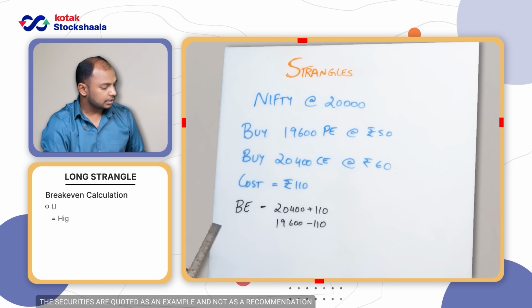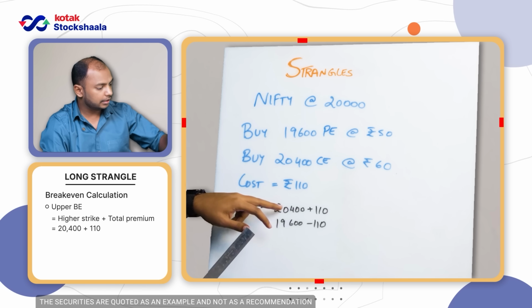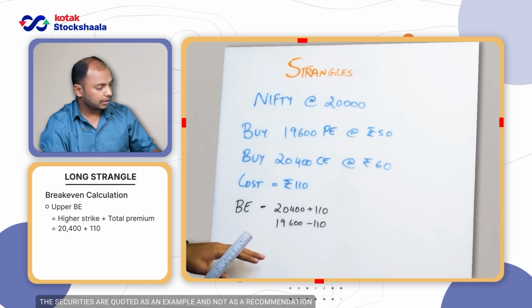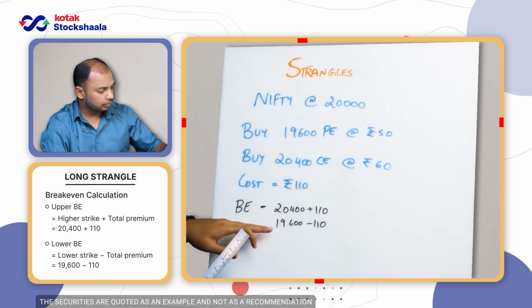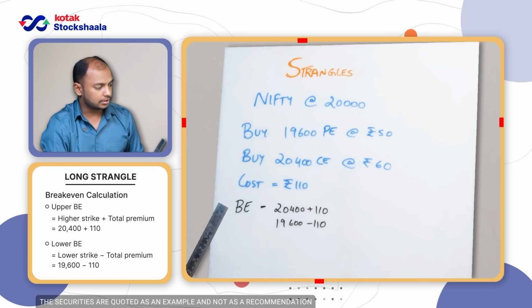So the break-even points are calculated by the higher strike plus the total cost, whereas on the lower side it is the lower strike minus the total cost. So now we'll also look at the payoff diagram for much more visual clarity.